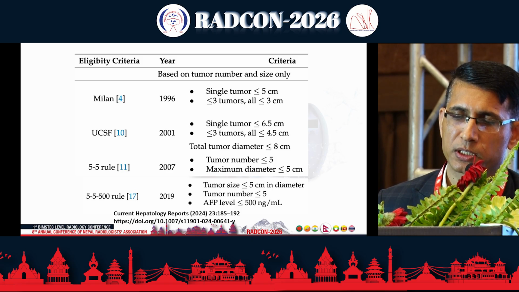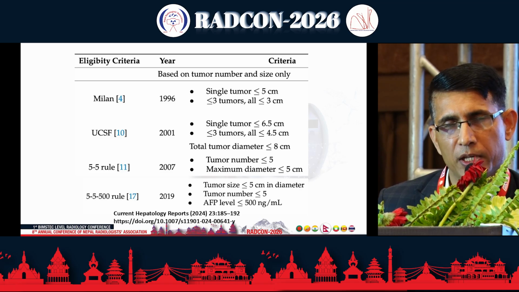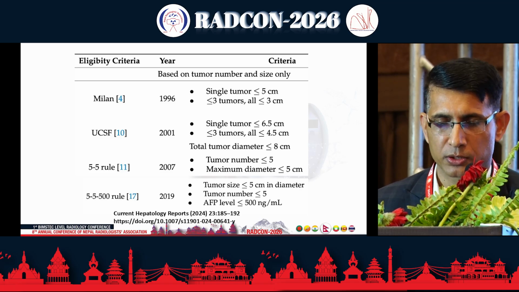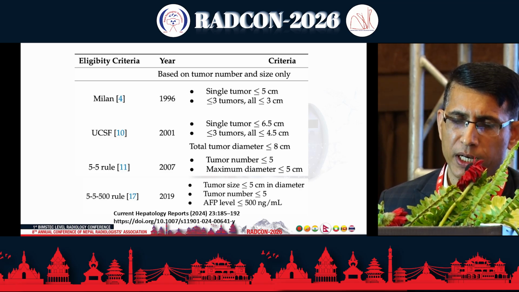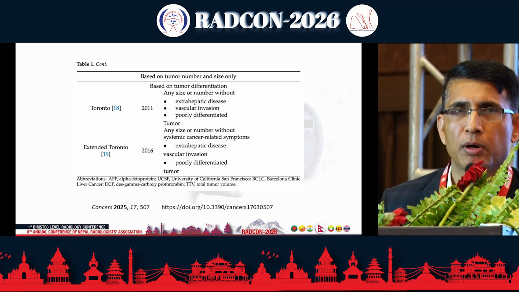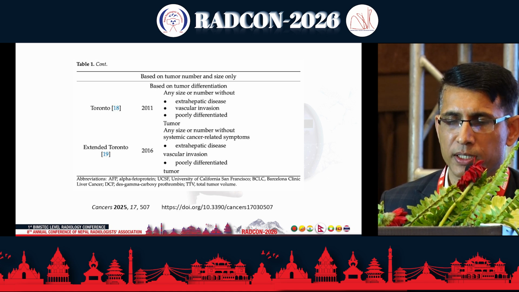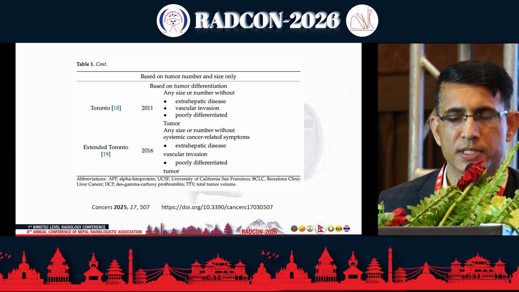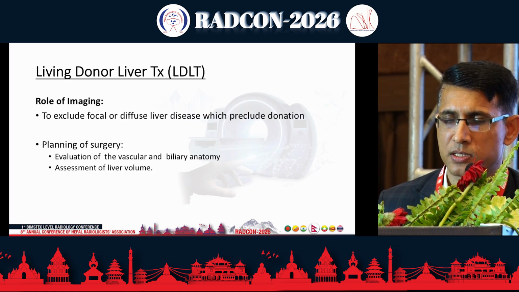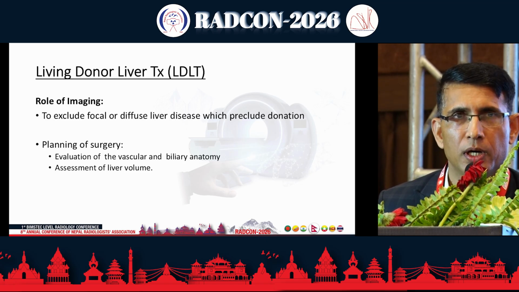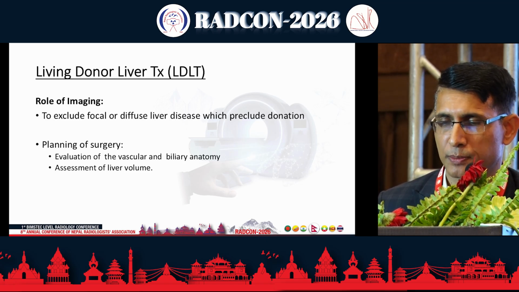It was made a single tumor of 6.5 centimeters, with each less than 4.5 when there are multiple, and a total diameter of 8 centimeters. This was the University of California San Francisco criteria. But newer criteria have also included alpha-fetoprotein. And some criteria use the tumor differentiation along with the size for the selection of patients with hepatocellular carcinoma.